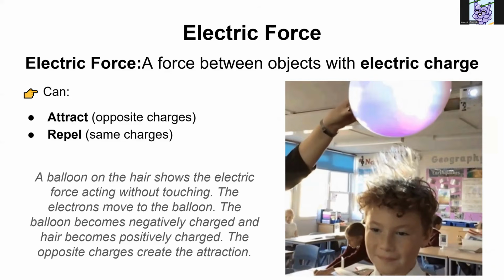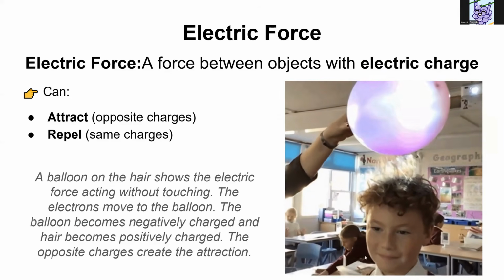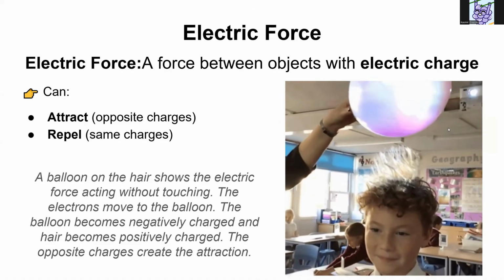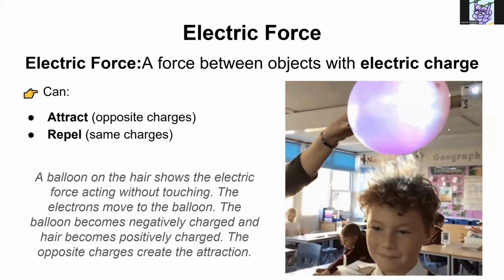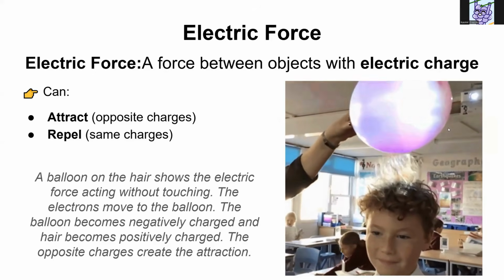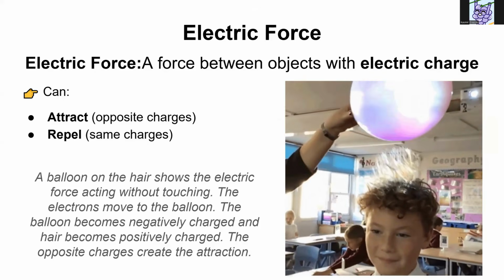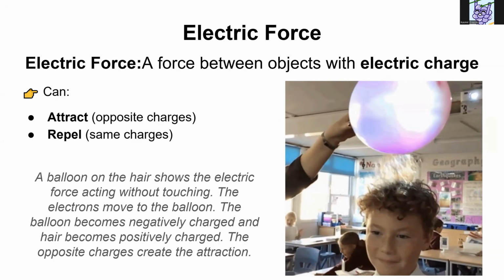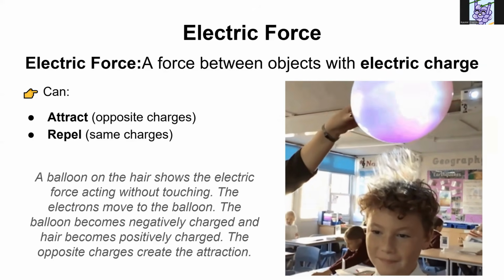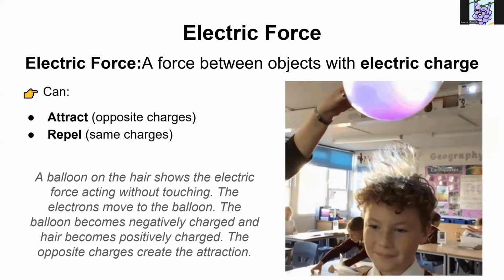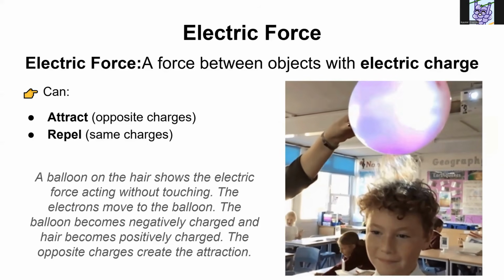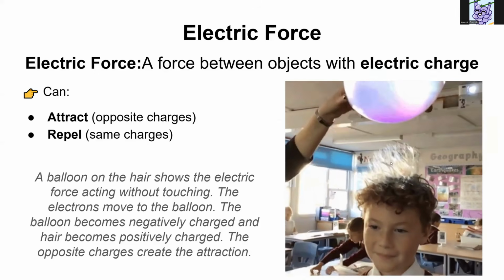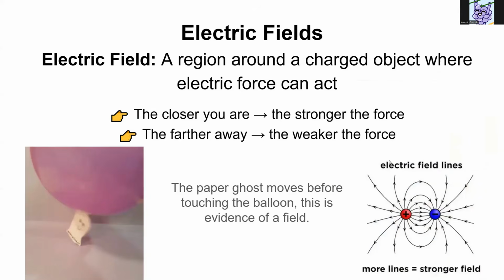For example, in class, when we did the balloon and hair demo, the balloon and the hair show the electric force acting without touching, right? The hair starts to move even before the balloon touches the hair. The electrons move to the balloon. The balloon becomes negatively charged and the hair becomes positively charged. The opposite charges create this attraction between the hair and the balloon.